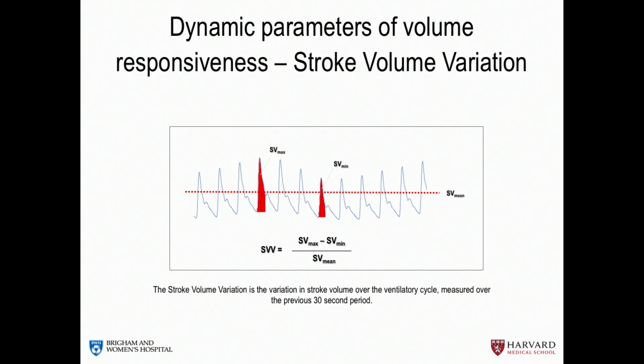We could also do it with a pulmonary artery catheter, but I think from the standpoint of truly dynamic parameters, it's easiest to do it off of an arterial pressure waveform. And that degree of variability is reflective of volume status, so that as you start to volume resuscitate a patient, you should see less and less difference between stroke volume max and stroke volume min, and thus a decrease in the stroke volume variability.